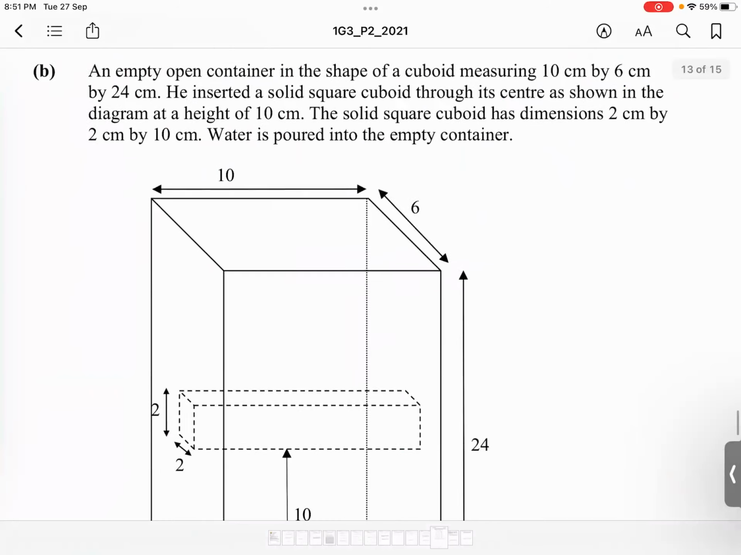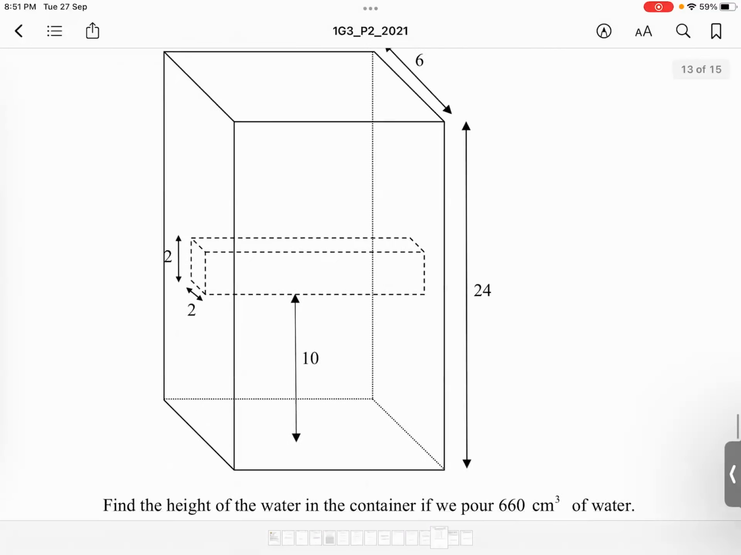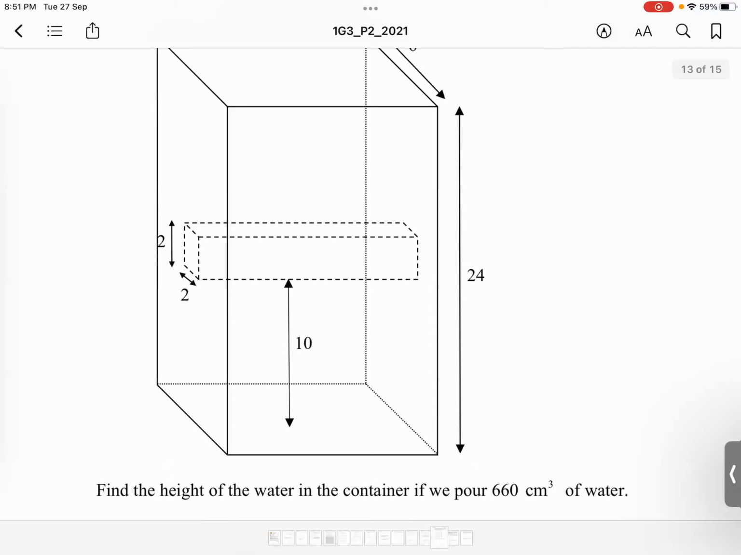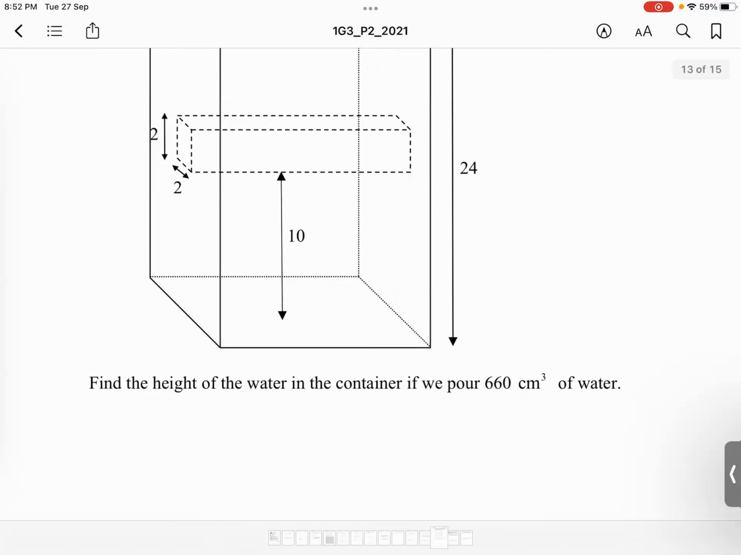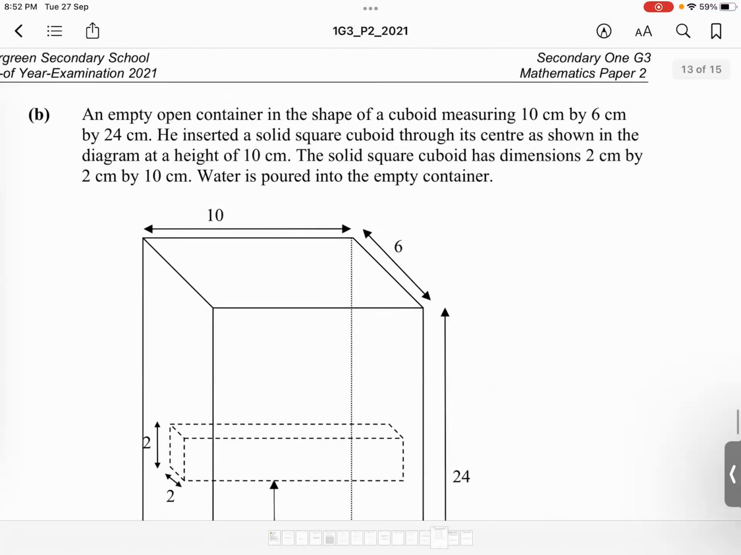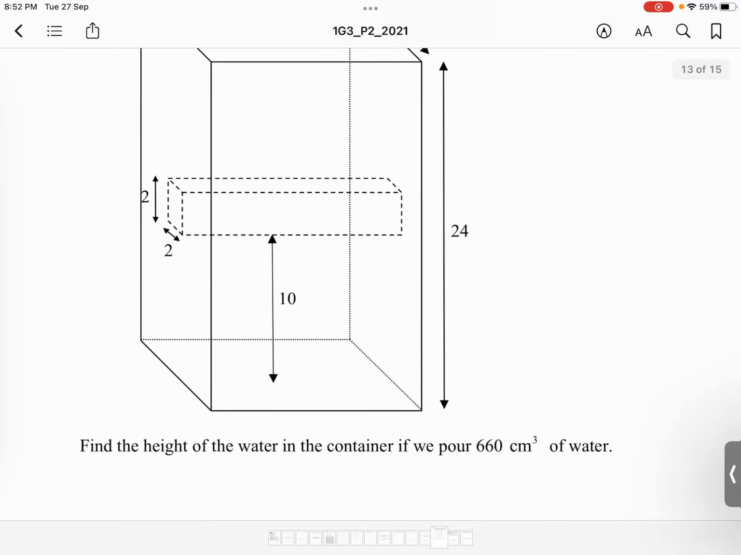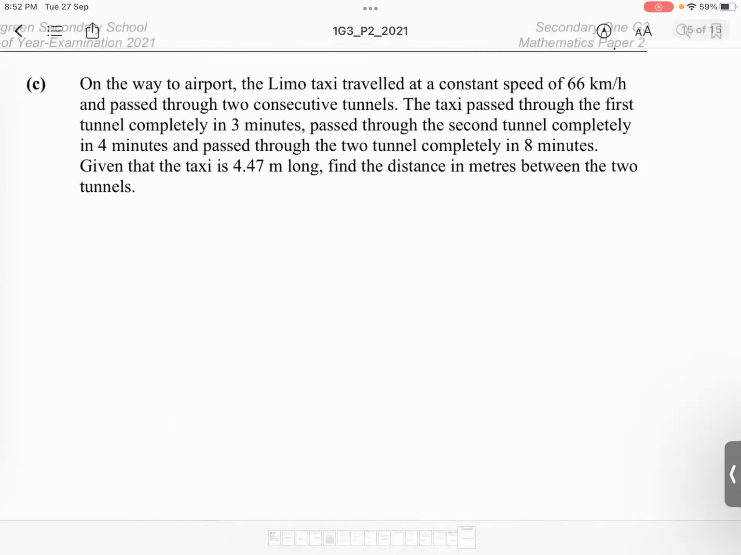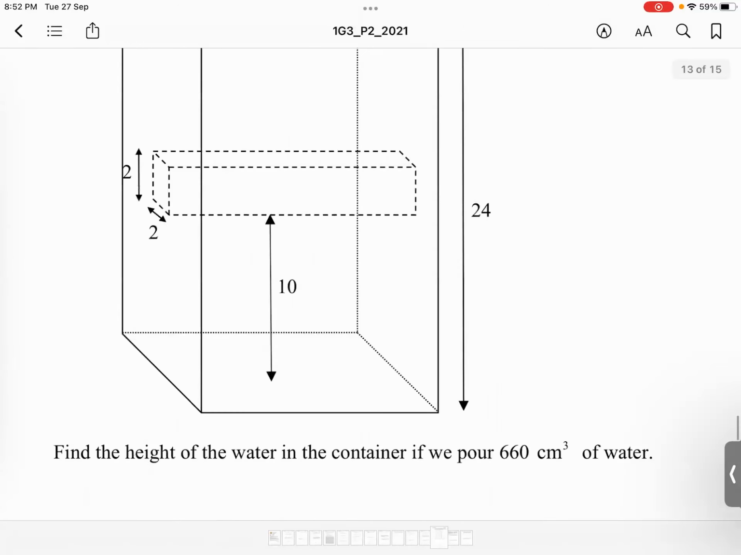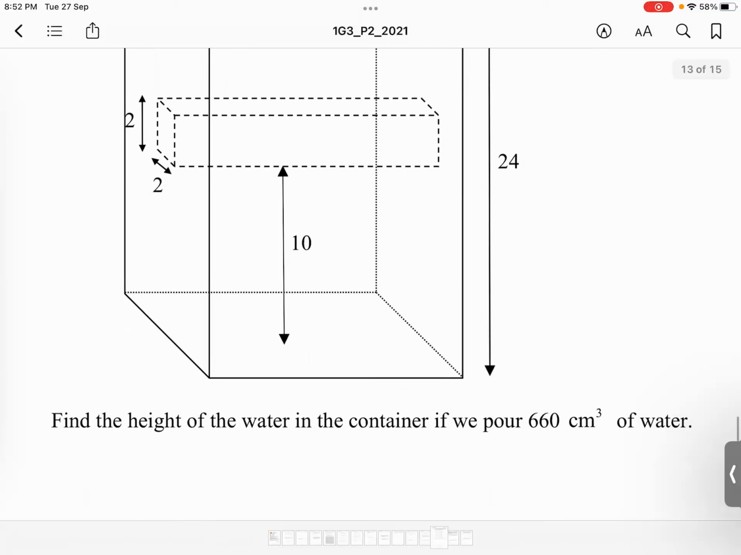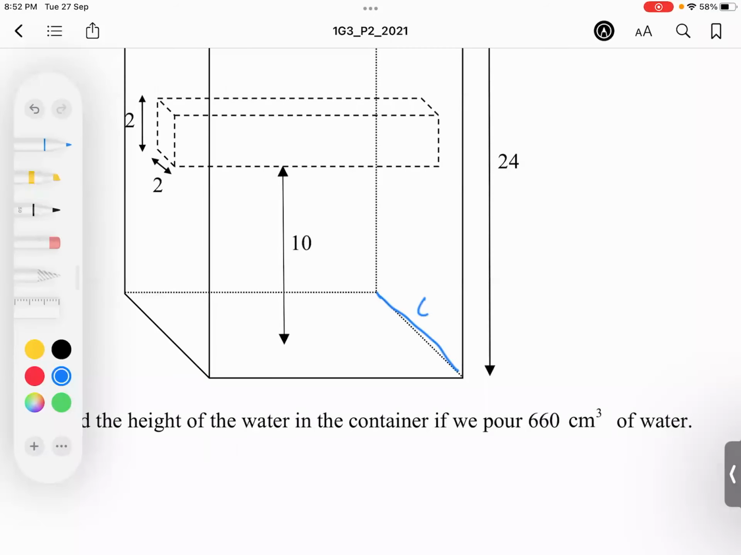Next one. Okay, now this container here, this is actually not a trick question, it's just a logical thinking question. You need to observe and think very logically over here. Okay, find the height of water in the container if you pour 660 cm cube. What do we have? We have from the bottom, when you pour it, water comes up from the bottom, right? So this portion over here, what happened? So this portion over here, my length is already 6. The length here is already 6 cm. This length here is 10, but I do not know how much, where will the water level be?